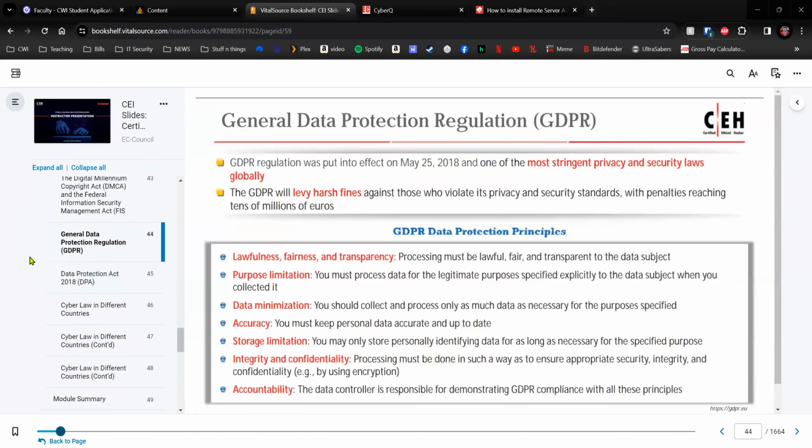GDPR, this is the European Union and UK, I believe. Yes, Grumpy Cat.